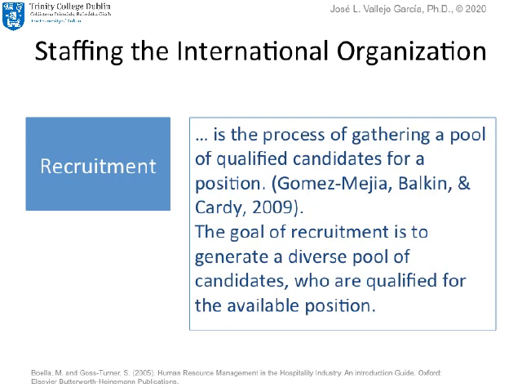The next point here is recruitment. Recruitment is a process of gathering a pool of qualified candidates for a position. So, you go and look for possible candidates to do that job. You gather them together, and of course, the goal is to generate that diverse pool of candidates who are qualified, but most importantly, available for that position. Okay? So, you have job design, then comes recruitment as one of the most important areas of the planning for staffing the international organization.